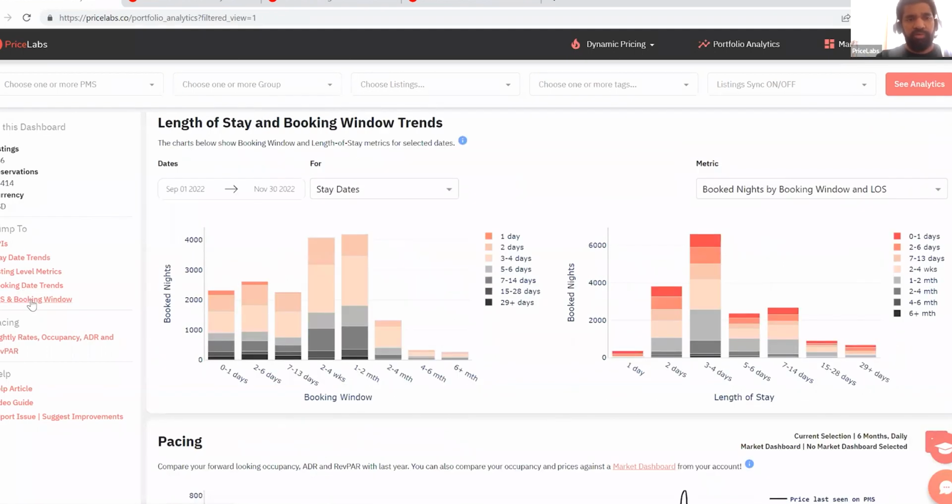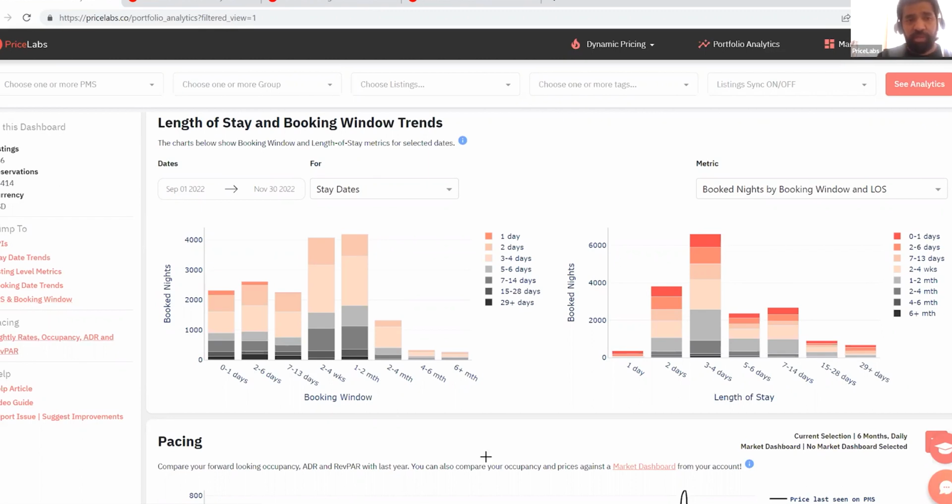Number two, where I'm trying to understand my length of stay and booking window trends, because these are important restrictions that you apply when you are trying to manage your pricing on top of the dynamic pricing that PriceLabs does. Would highly recommend stay restrictions if you're not using them. They're a very good lever in vacation rentals.